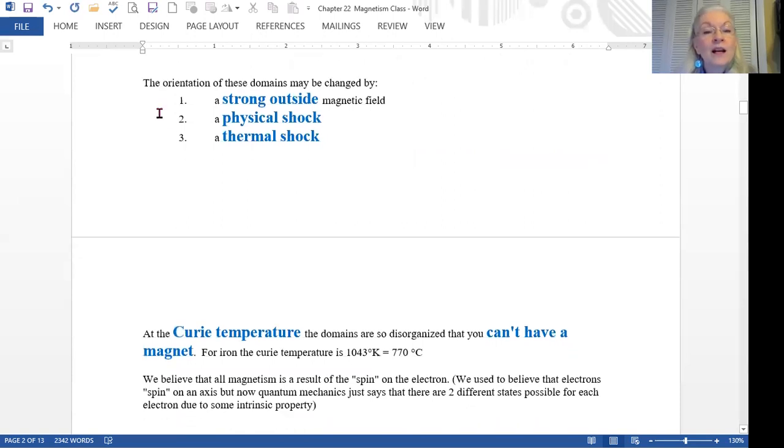So how do we organize those magnetic domains? Well, you can organize or disorganize magnetic domains by using a strong outside magnetic field. If you took a sewing needle and put it on a bar magnet and came back in a week, the magnetic domains in the sewing needle would have aligned themselves in such a way that the needle is now magnetic. So a strong outside magnetic field can change the magnetic orientation of the domains.